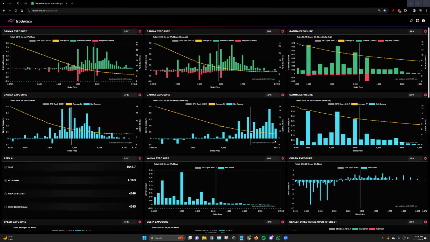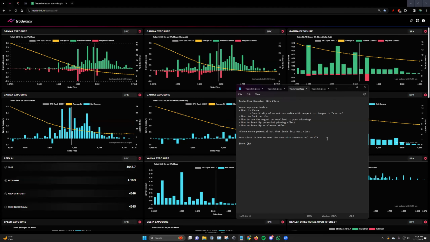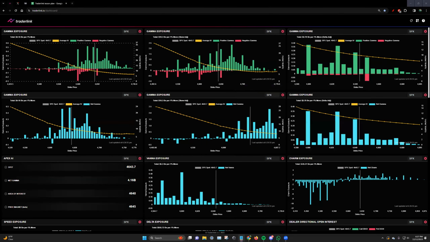All right, so that's the basic breakdown. So far we've gone over how to read it with standard vol or VIX. VIX, honestly, I wouldn't even bother watching, but that is an option. The Vanna curve we talked about. How to identify an accelerant effect, that's the one we had talked about, I'll get to that one. We talked about pinning, magnet and repellent, and what to look out for. Okay, so next one is the accelerant effect.